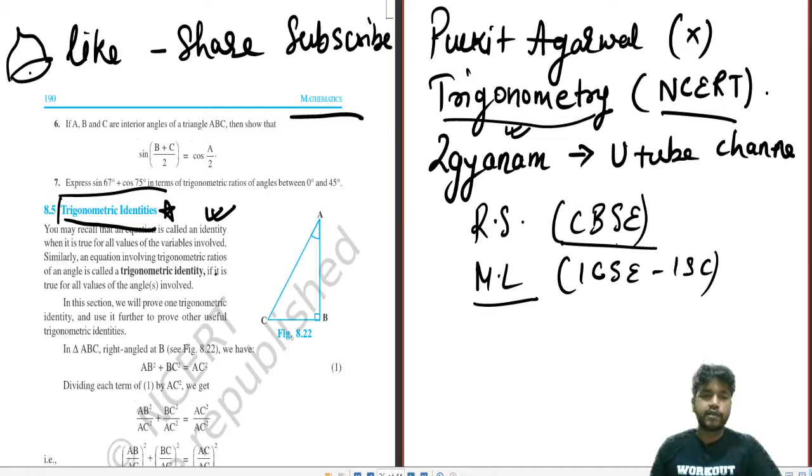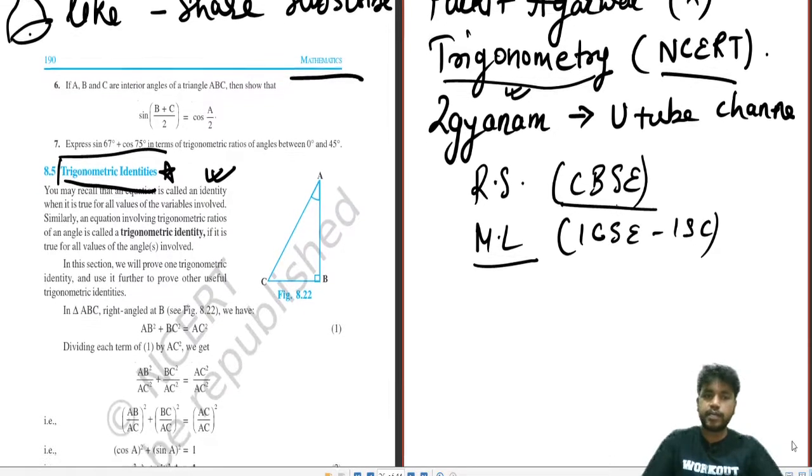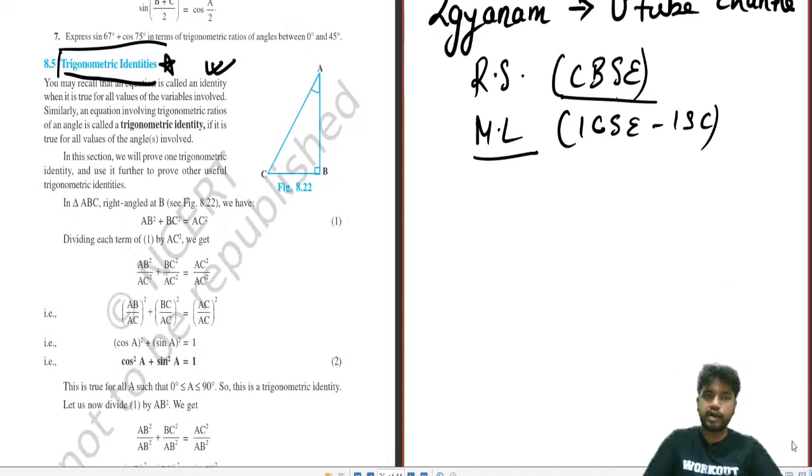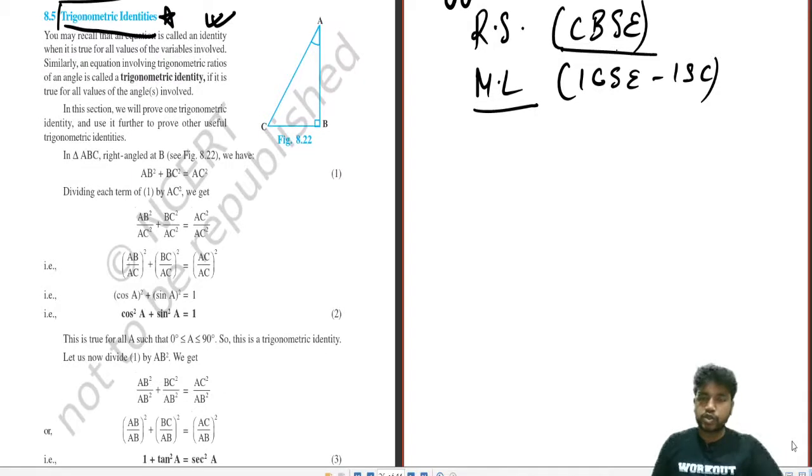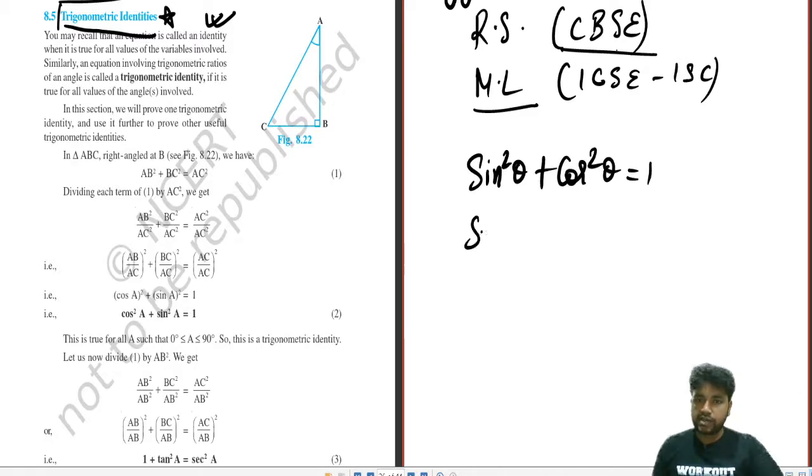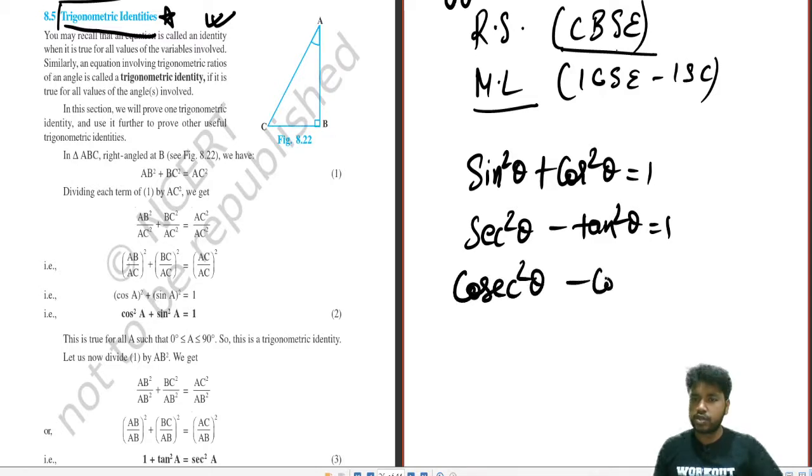Okay. So moving on further with the chapter. Obviously what will be required, we can shift the page a bit lower because we don't require all these things. So starting from here, the first formula we are dealing with is sine square theta plus cos square theta equals to 1. Sec square theta minus tan square theta equals to 1. Cosec square theta minus cot square theta equals to 1. These are the three basic squared formulas.